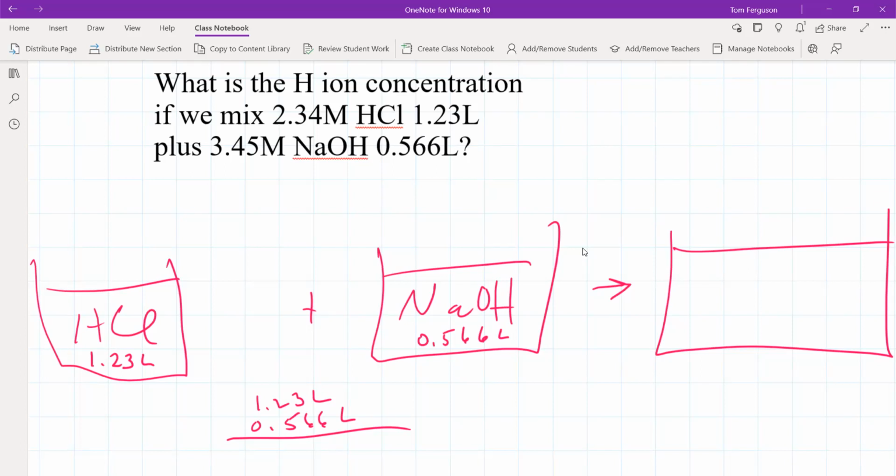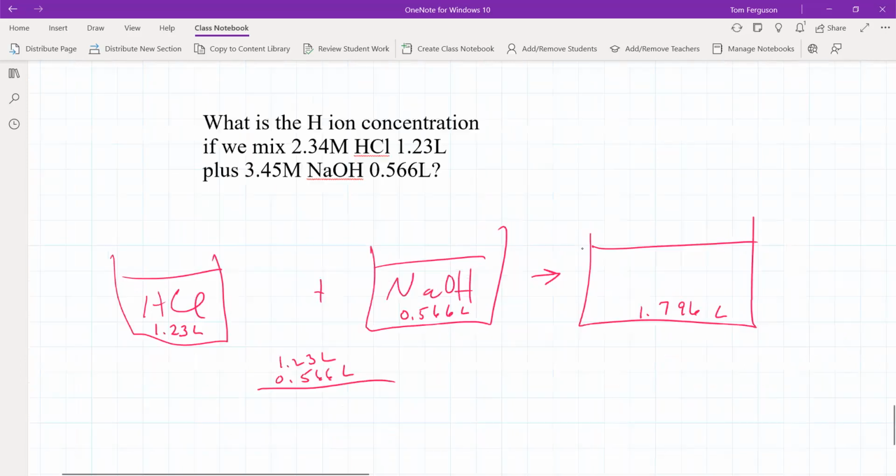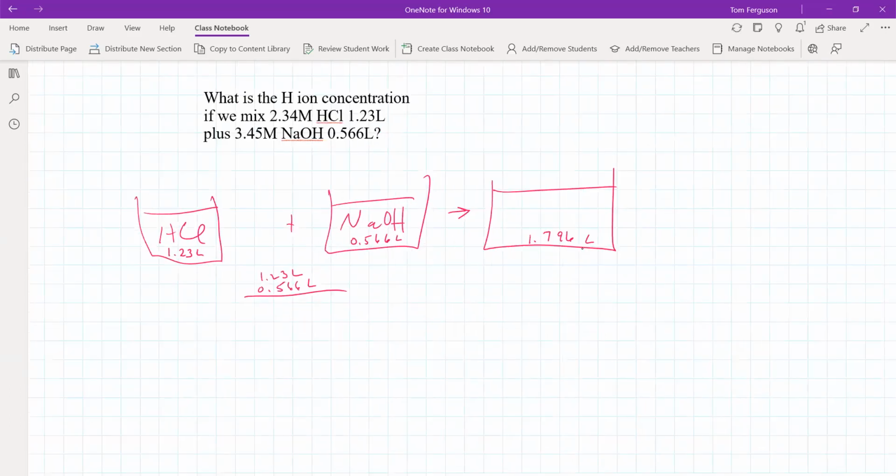Okay, so we have 1.23 plus 0.566. We're looking at a new volume of 1.796 liters. Okay, that's the first step. Let's find out what our volume is. Next step is to figure out how many moles of HCl we have and how many moles of sodium hydroxide we have.